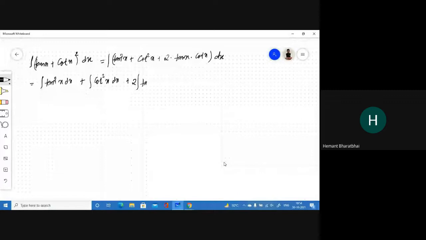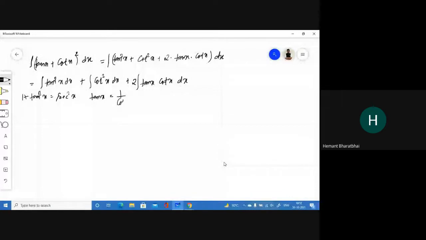Now we don't have a direct formula for tan square x and cot square x, so we'll have to write it in some other form. We know that 1 plus tan square x is sec square x, so tan square x can be written as sec square x minus 1. Similarly, I can do it for cot x. Also, tan x is nothing but 1 upon cot x, so instead of tan x, I can write 1 by cot x.